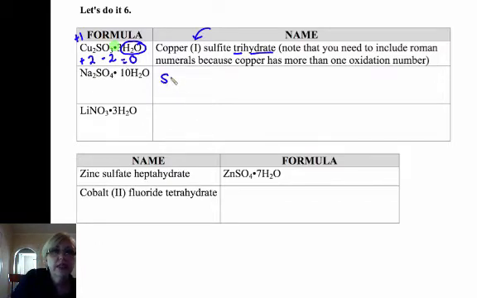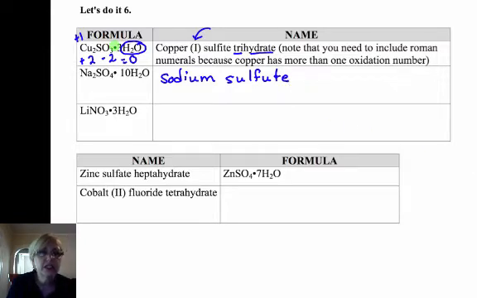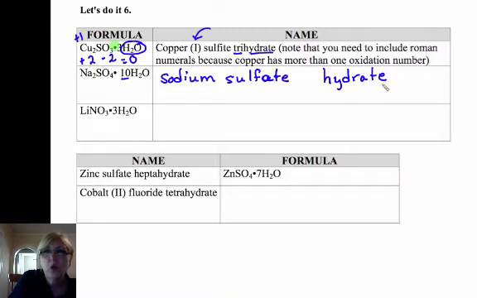Now sodium only has 1 oxidation number. It's group 1. It's always +1. So there's no need for Roman numerals. Before you walk away from naming an ionic substance, you may want to double check that. Just ask yourself, man, do I need Roman numerals? Now, this is sodium sulfate, but I have 10 waters. So I use the word hydrate to tell me that I have waters bound to it, and the prefix for 10 is deca. So it's sodium sulfate decahydrate.